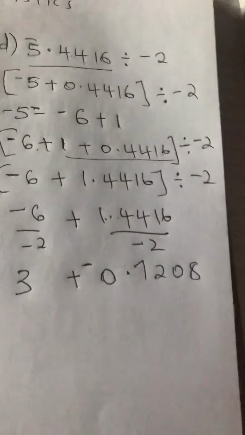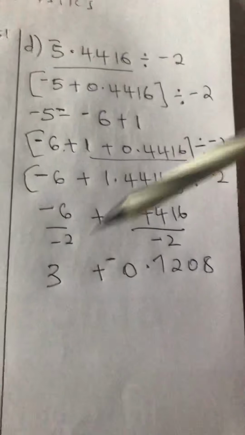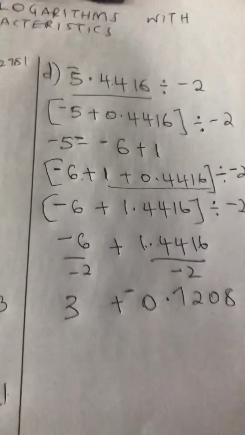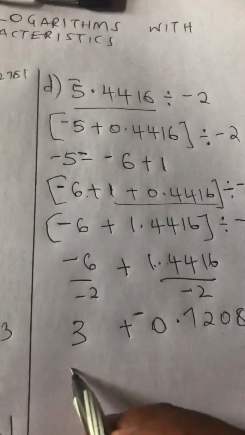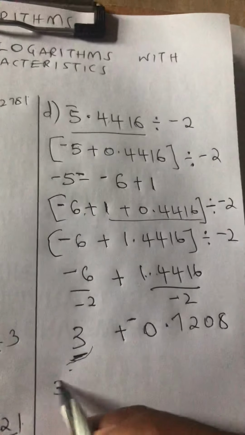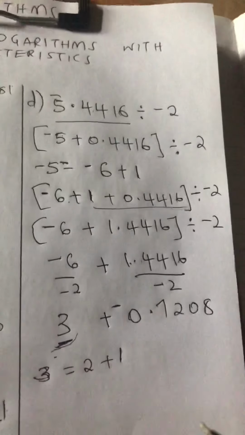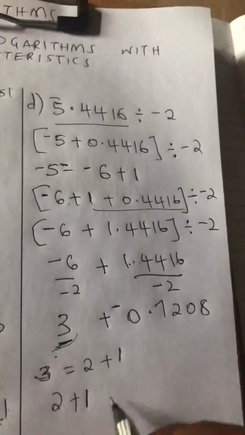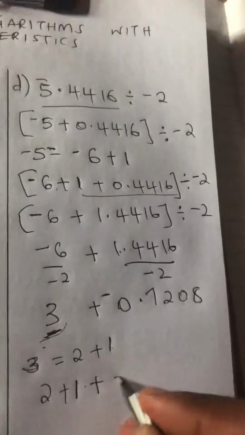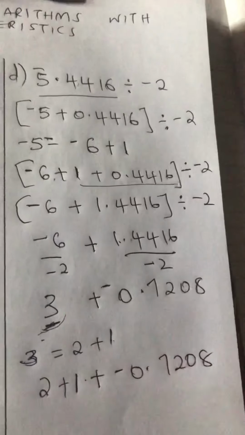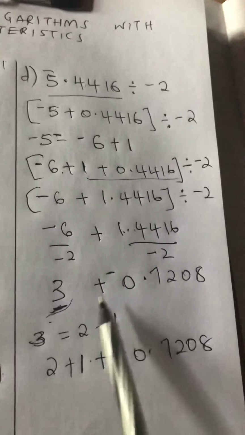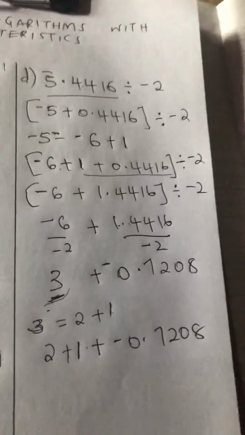Utapata -0.7208. Again, ukiangalia the mantissa is negative, the characteristic is positive. We are saying the mantissa haiwezi kuwa negative ever. So what do we do? We rewrite 3. 3 can still be rewritten as 2 plus 1. So nitakuja niseme 2 plus 1, then plus minus 0.7208. Angalia vile ni rahisi. Mali kuna 3 nimeandika 2 plus 1. Okay, then plus -0.7208.